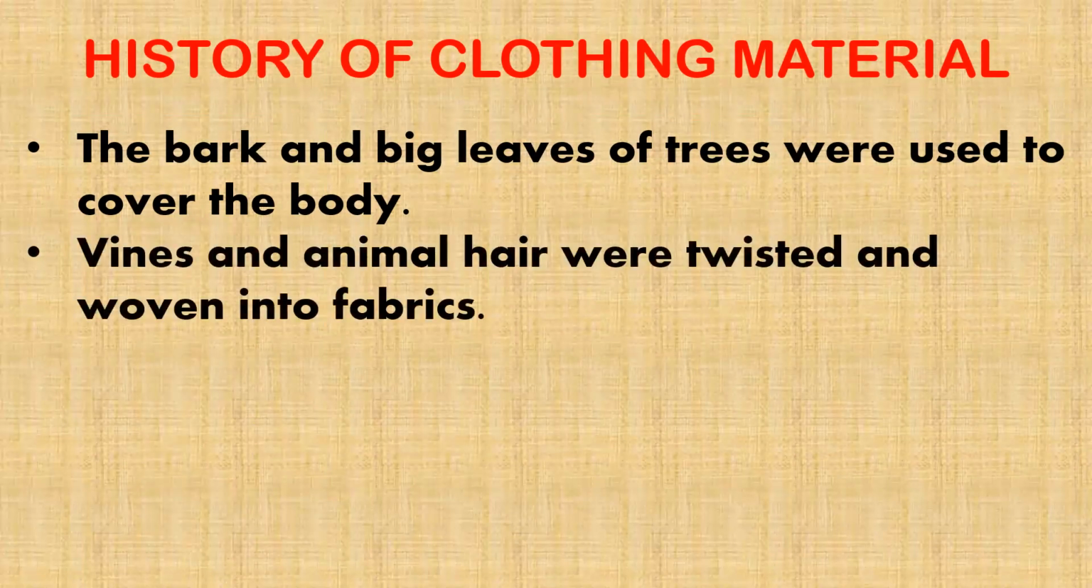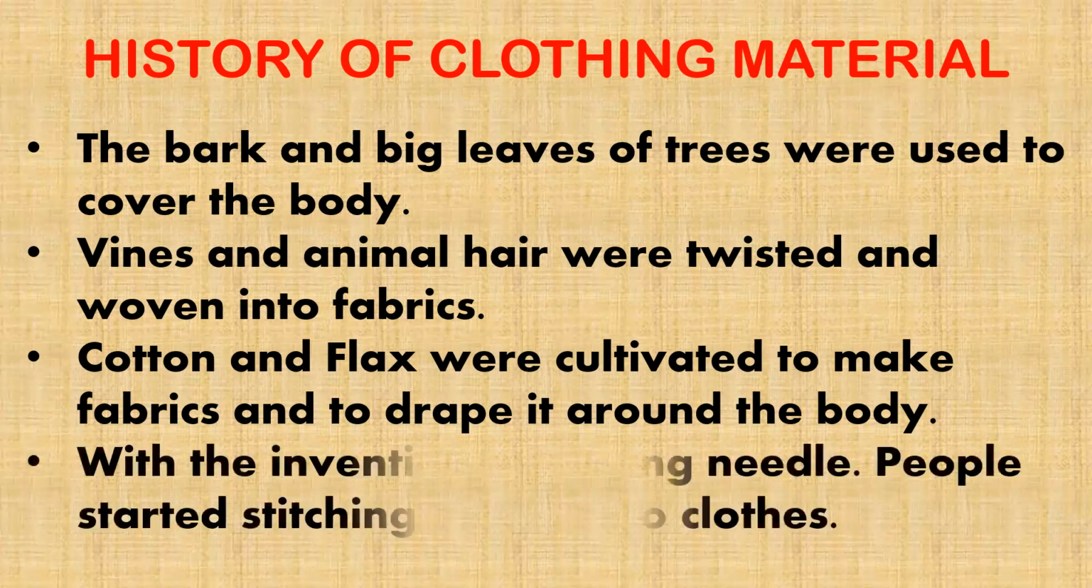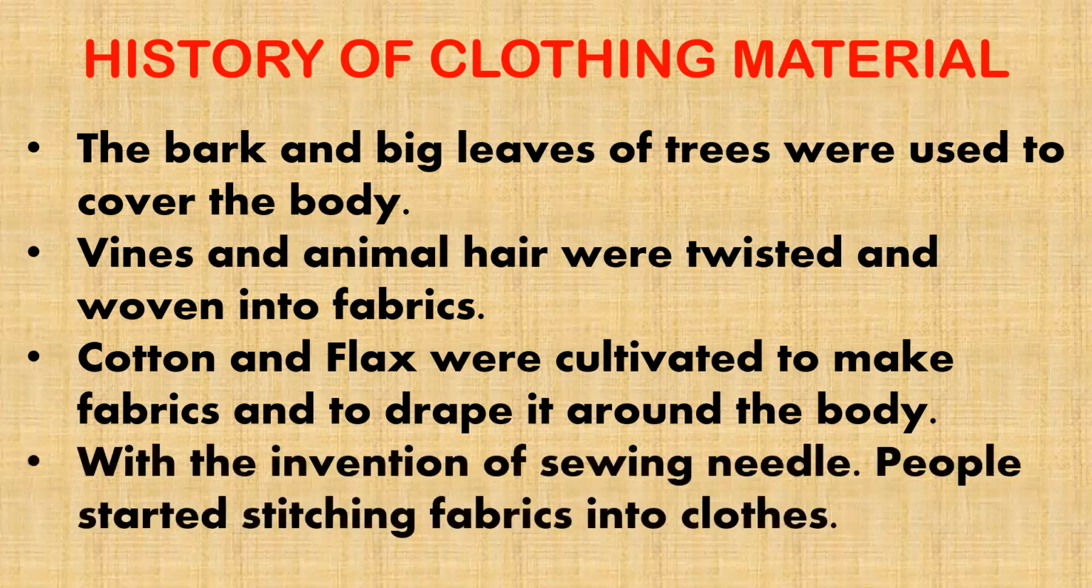Vines and animal hair were twisted and woven into fabrics. Cotton and flax were cultivated to make fabrics and to drape around the body. Here we do not have a properly stitched cloth, but we have the fabric and we just drape it around our body. Later, with the invention of the sewing needle, people started stitching fabrics into the clothes which you are wearing.